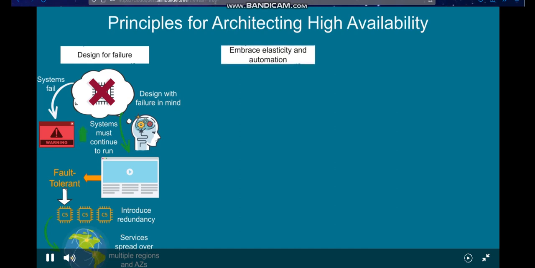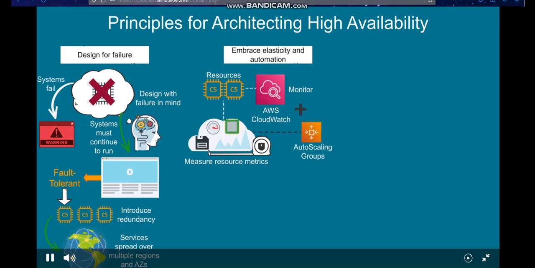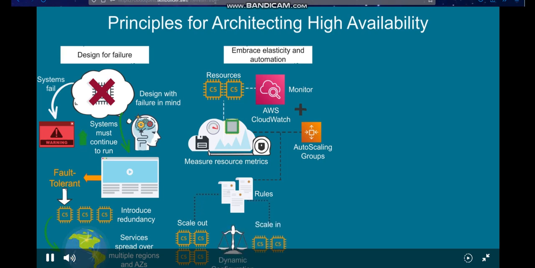Embrace elasticity and automation. AWS provides you with the capability to monitor your resources using AWS CloudWatch. With CloudWatch, you can track metrics such as CPU, disk, RAM, and network usage. With these metrics, you can introduce elasticity into your system with services such as auto-scaling groups. Auto-scaling groups allow you to create a set of rules to automate the provisioning of your system under different loads. If your systems are overloaded, they can scale out. Alternatively, if they are underutilized, you can scale in. In this way, you can configure your systems dynamically.